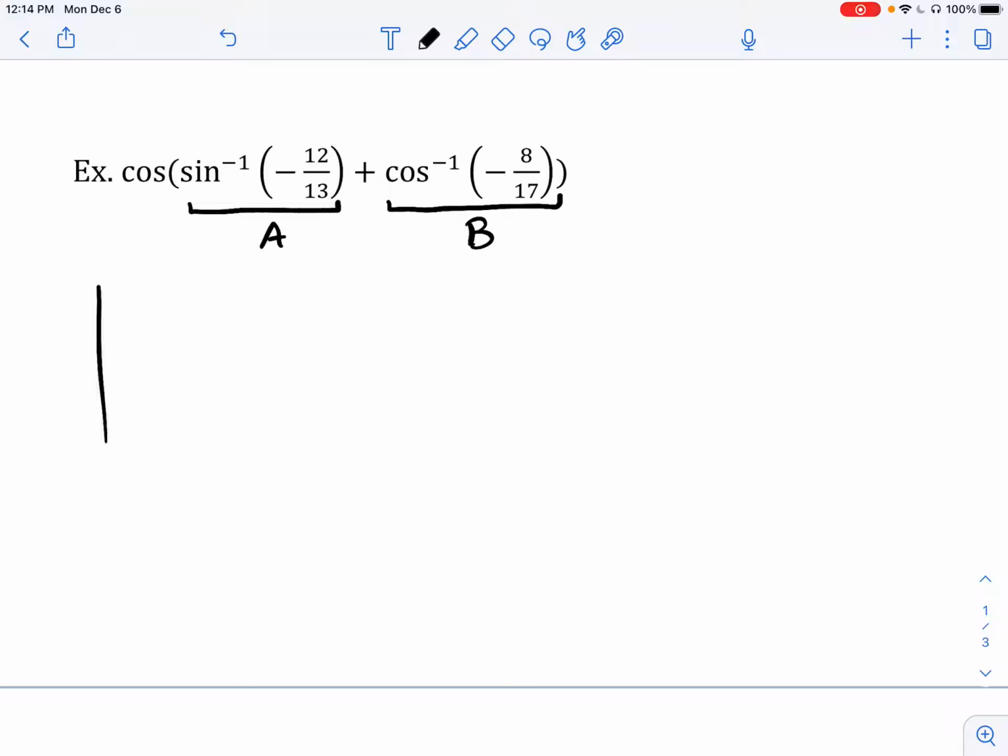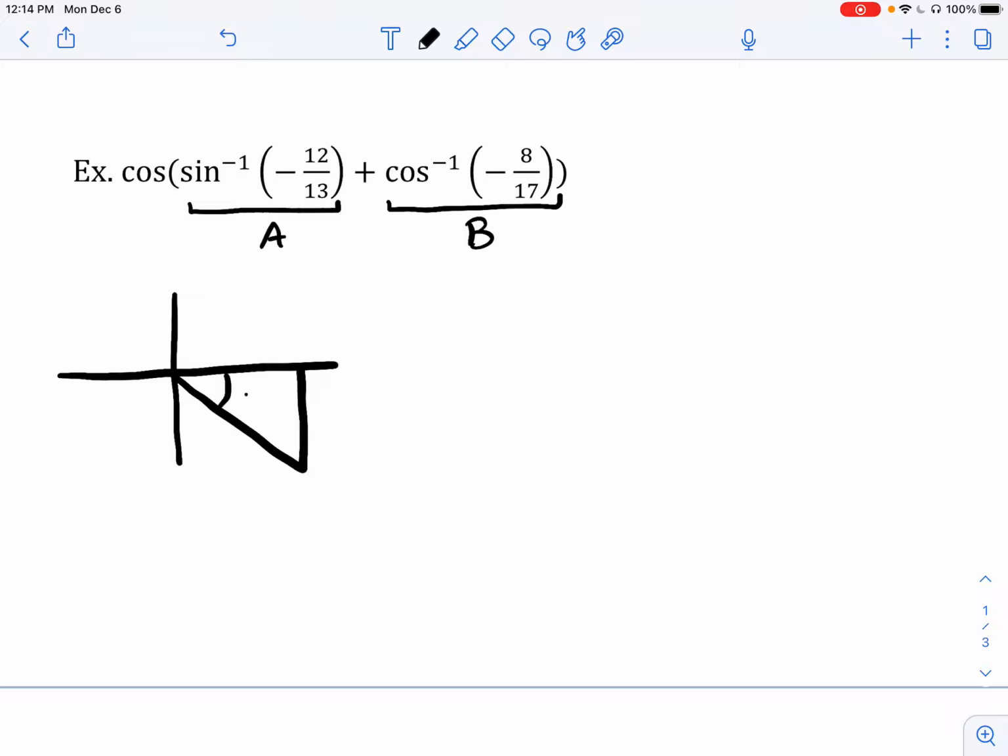Now, I don't know what angle A is, but I can still sketch the right triangle that represents the side lengths for angle A. We know that when we're taking the arc sine of a negative input, that means our angle is going to produce a negative sine value. And given what we know about the range restrictions of arc sine, that means angle A must be in quadrant 4.